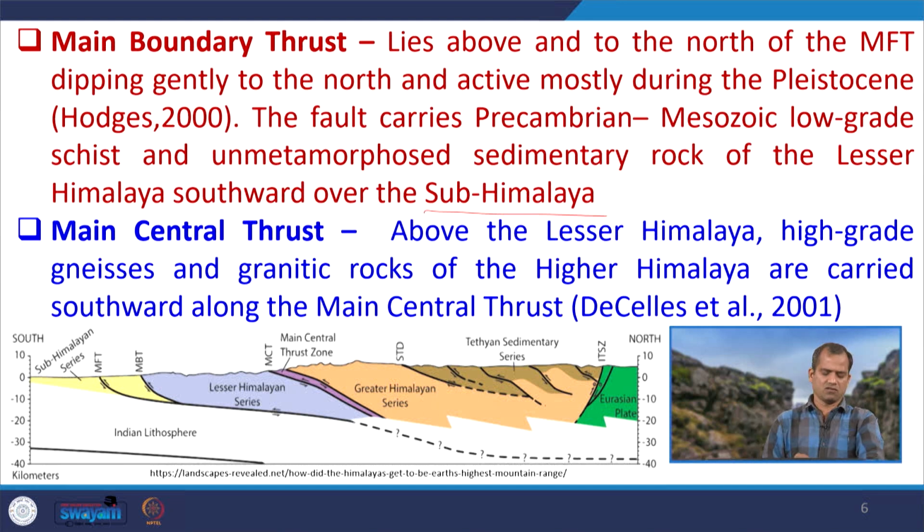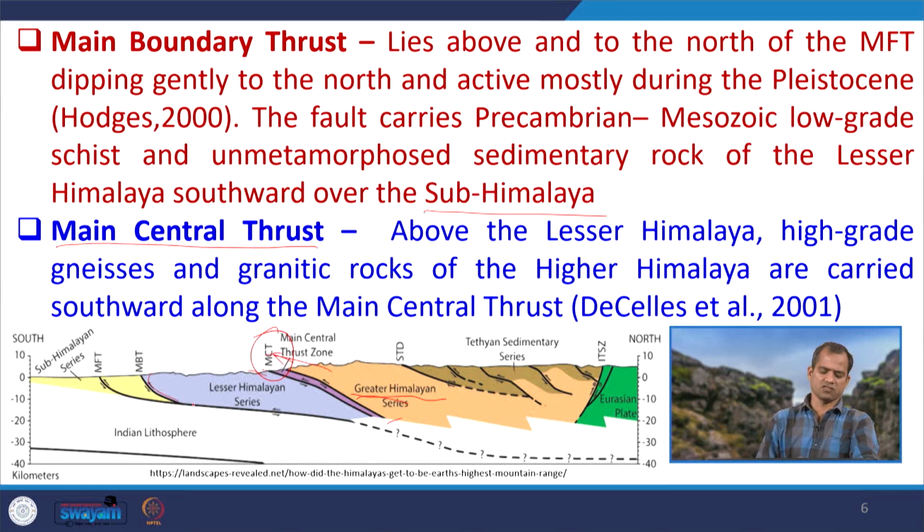Then further north, it is the Main Central Thrust, called the MCT. Above the Lesser Himalayas, high grade gneiss and granitic rocks of the Higher Himalayas are carried southward along the Main Central Thrust. If you see here the geological cross section, this is the Main Central Thrust and we have this Greater Himalayan sequence overriding the Lesser Himalayan sequence.